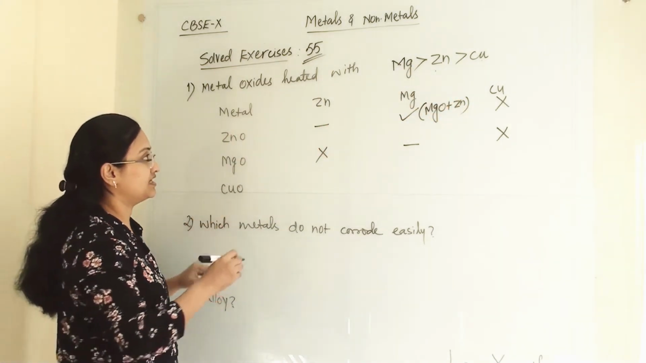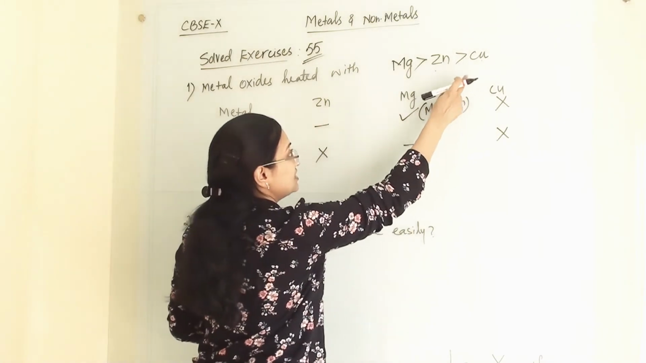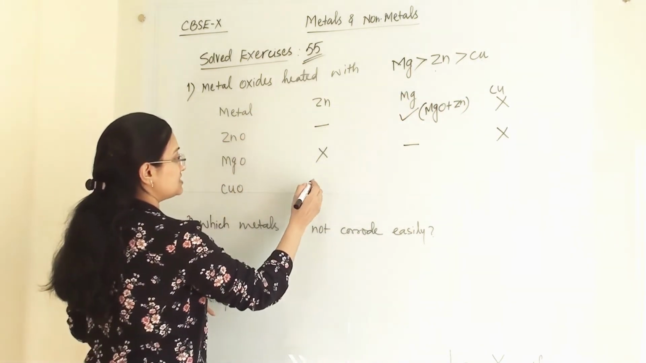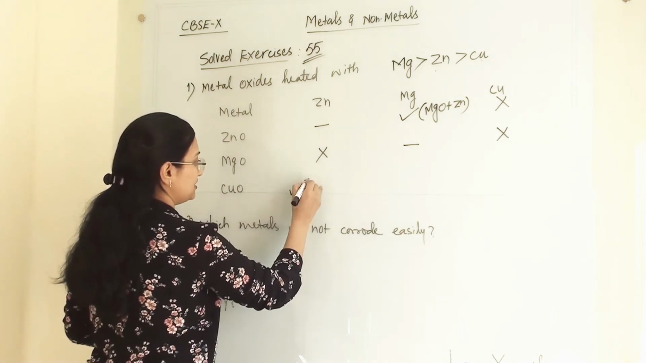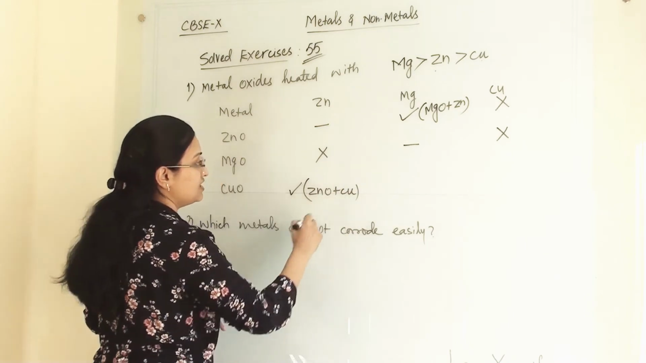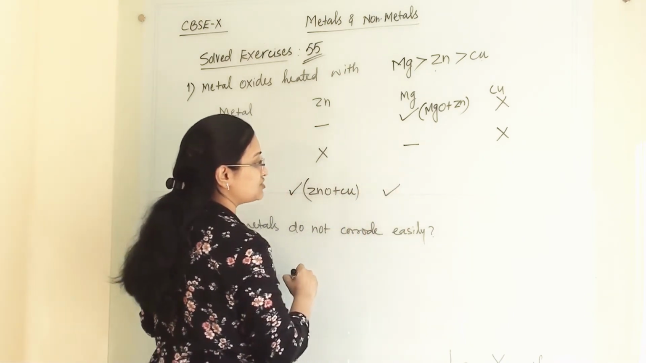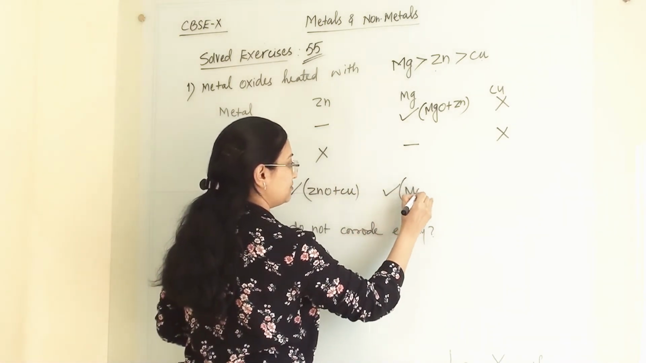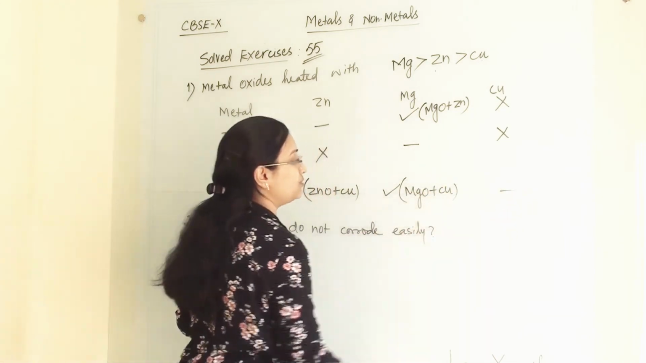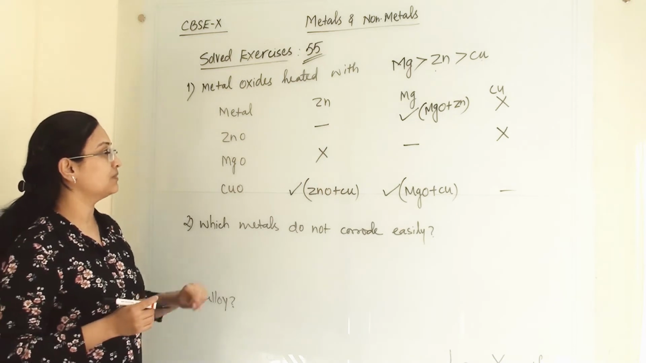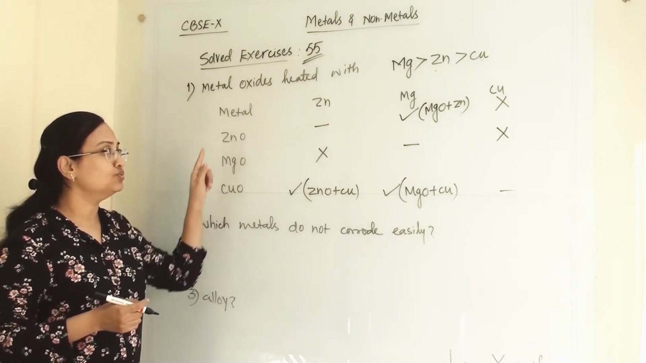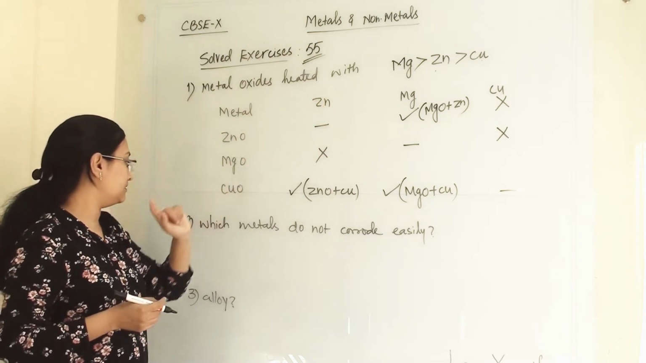Now copper oxide: copper is the least reactive metal, so it will be displaced by both of these metals. With zinc, yes, the reaction is possible and we will get zinc oxide plus copper. With magnesium, yes, the reaction is possible and we will get magnesium oxide and copper. And with copper, this reaction cannot be possible. So this type of question we can answer through the activity series of metals.